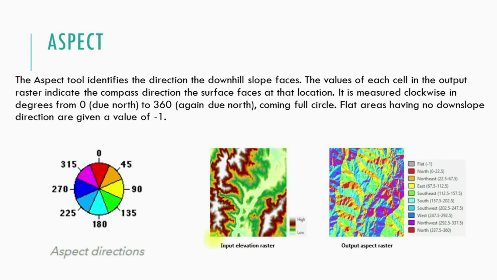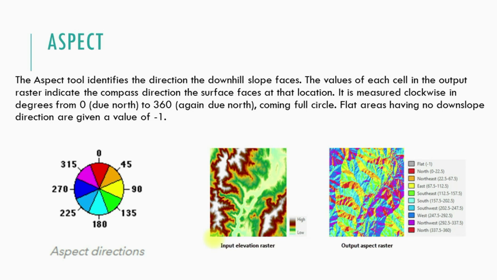So aspect now. The aspect tool identifies the direction the downhill slope faces. The values of each cell in the output raster indicate the compass direction the surface faces at that location. It is measured clockwise in degrees from 0, due north, to 360, again due north, coming full cycle. Flat areas having no downslope direction are given a value of -1.